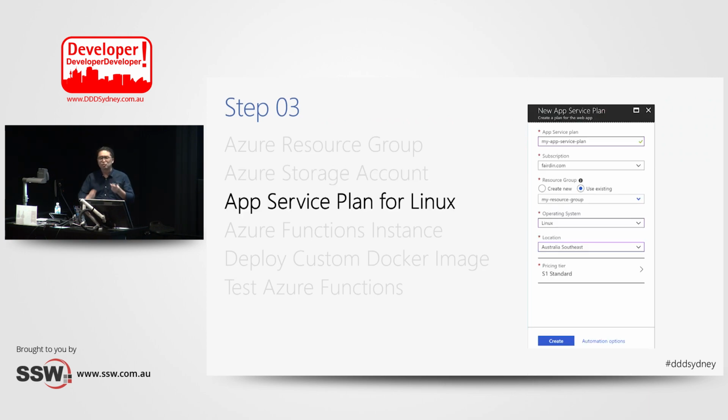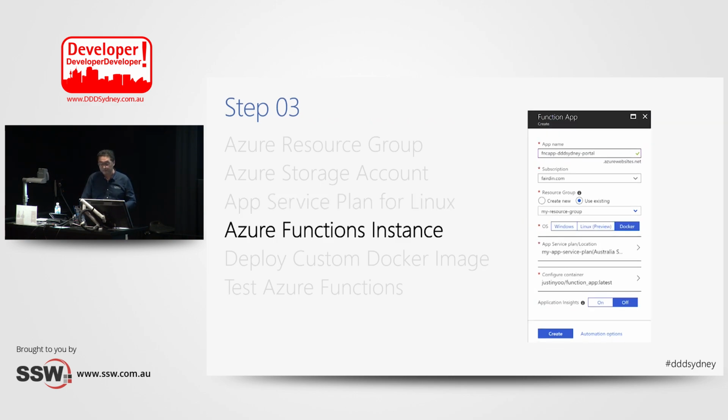But at this stage, the consumption plan is usually used for Azure Functions. But the consumption plan doesn't support containers at this stage. Also, the Windows App Service Plan doesn't support containers either. So only the Linux App Service Plan supports the container scenario. So we need to create an App Service Plan for Linux at this moment.